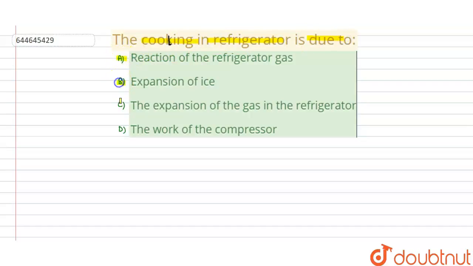Hello student, the given problem is: the cooling in refrigerator is due to, these are the four given options A, B, C and D. First option, reaction of the refrigerator gas. Second is expansion of ice. Third is the expansion of the gas in the refrigerator, and fourth is the work of the compressor.